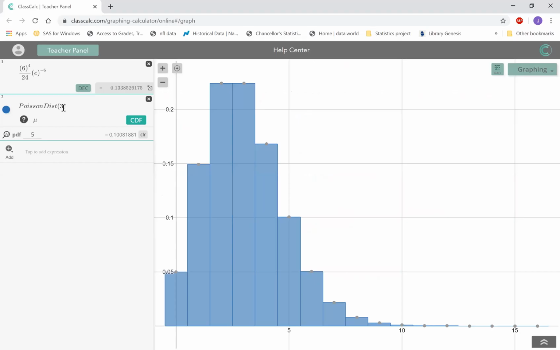For this one, we're still going to leave mu as 3. The thing we are going to change is from PDF to CDF. We're going to say the lowest we want is 2, and we're going to make it go all the way to infinity. So you get the probability that x is greater than or equal to 2 is 0.8008. All right, and that's it for part B. Any question for part B?